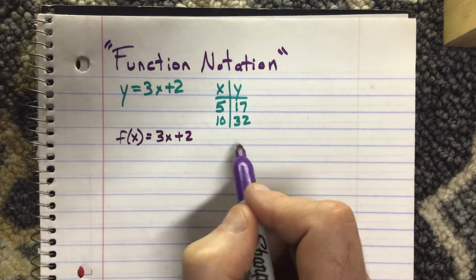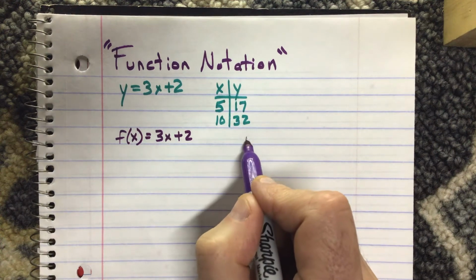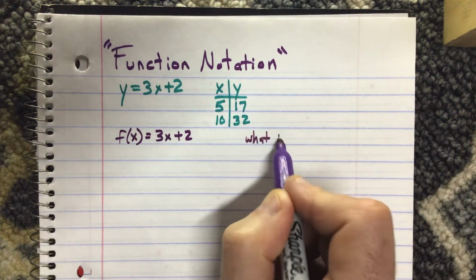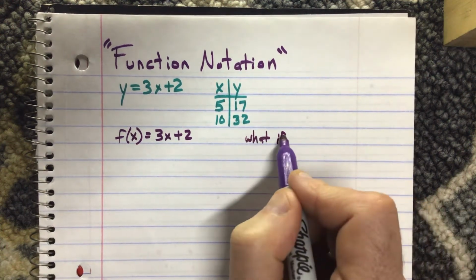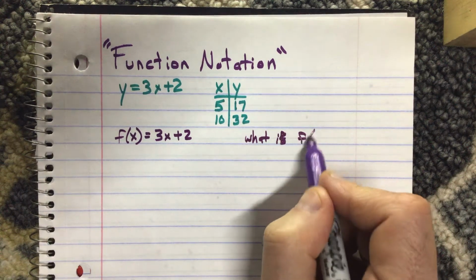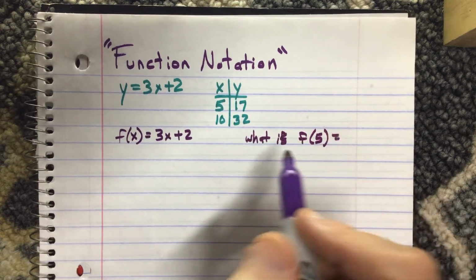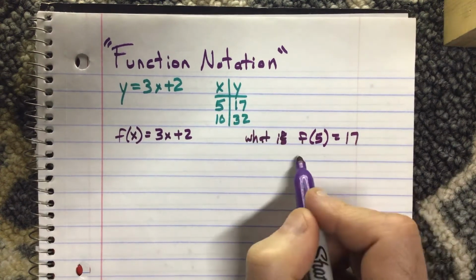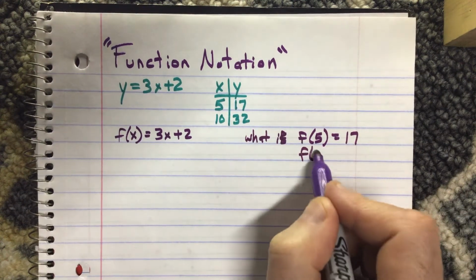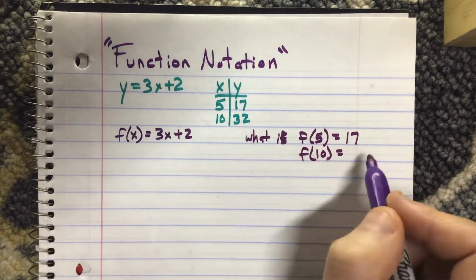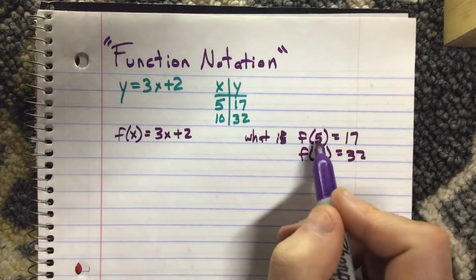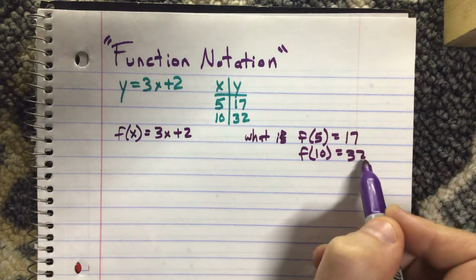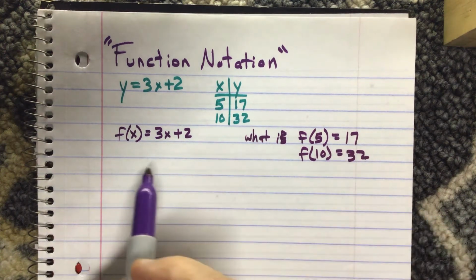So this is just another way of writing it. Instead of plugging in values like that, you'd ask, what is f of 5, meaning plug 5 into this function. As you can see, the answer is 17. If I asked you what is f of 10, you would say 32. So it's still inputs and outputs. This is your x, this is your y, the answer that you get. And that's function notation.